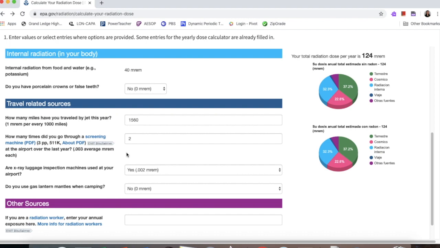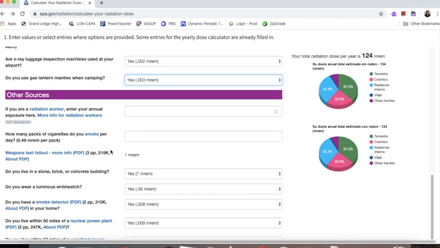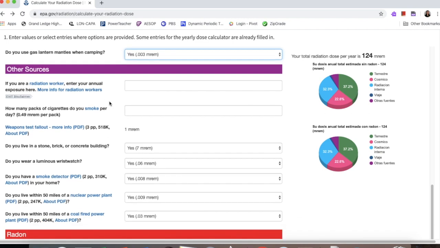Are X-ray luggage inspection machines used at your airport? Yes. 0.002 millirems. Not a lot coming from that. Do you use gas lantern mantles when camping? I do. So another 0.003 millirems. If you are a radiation worker, enter your annual exposure here. All right, well, I can skip that part. How many packs of cigarettes do you smoke per day? 0. I do not smoke.